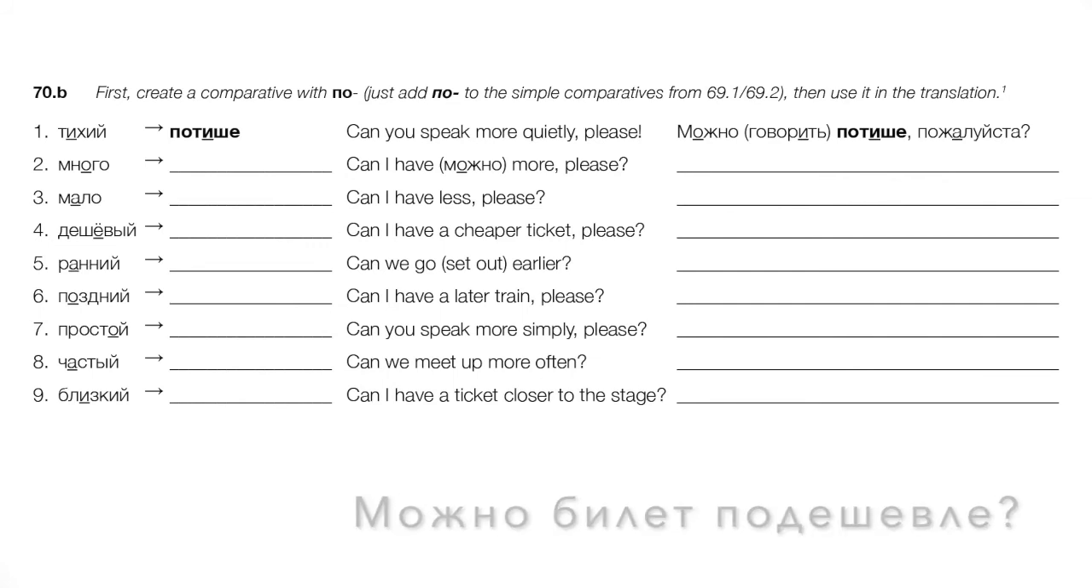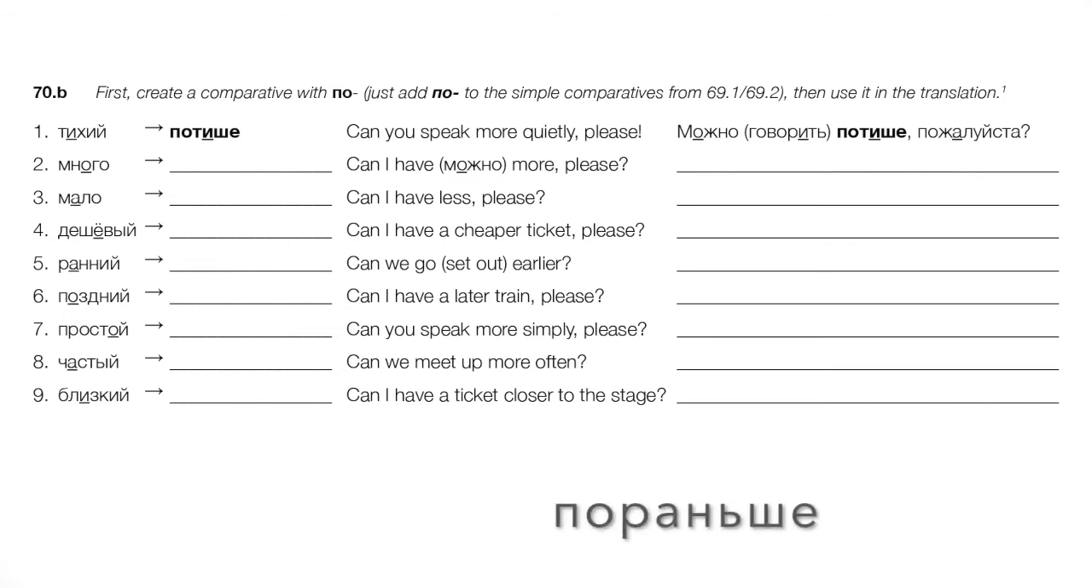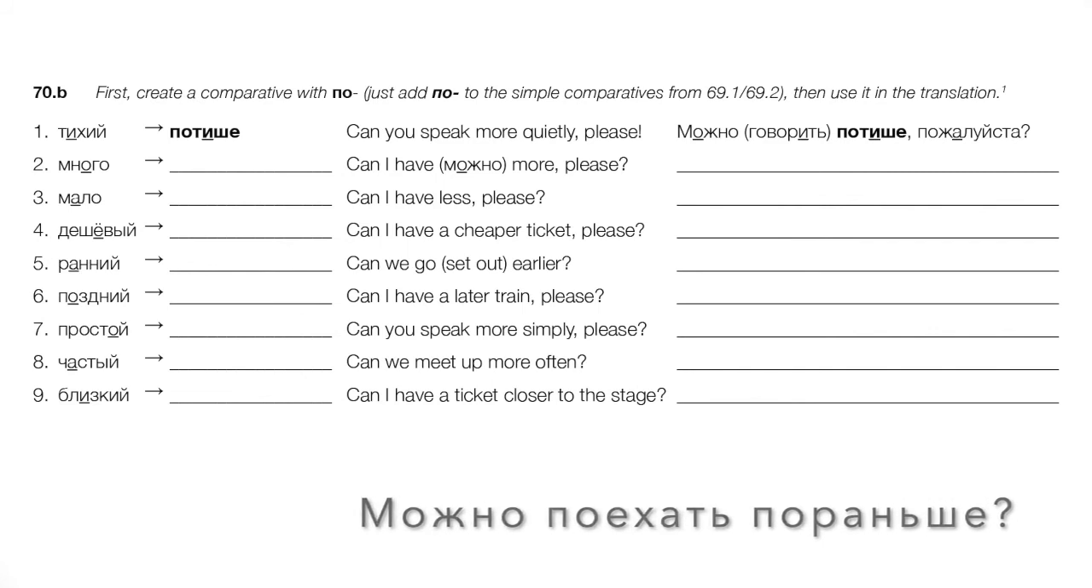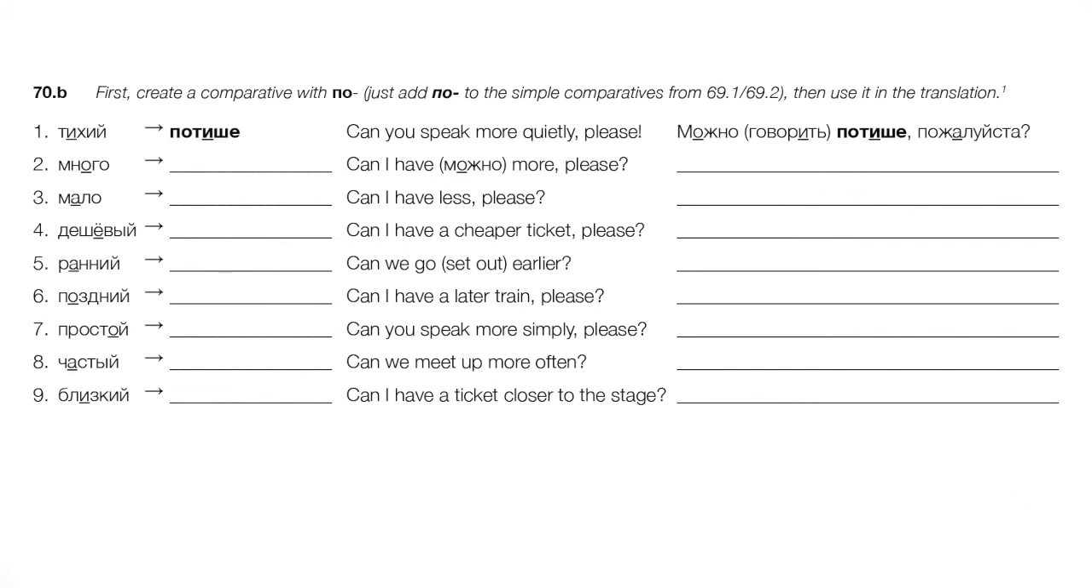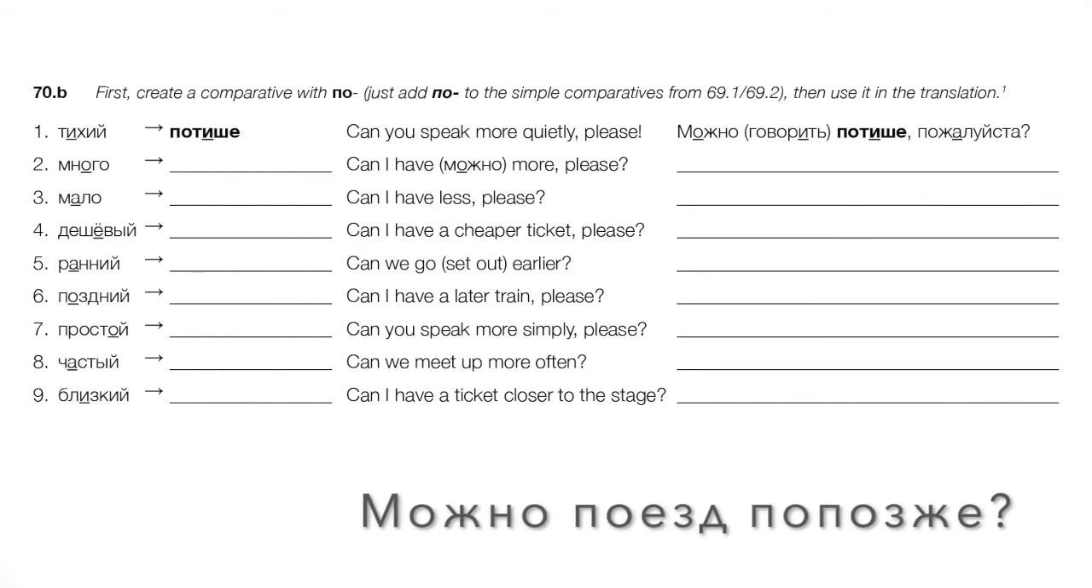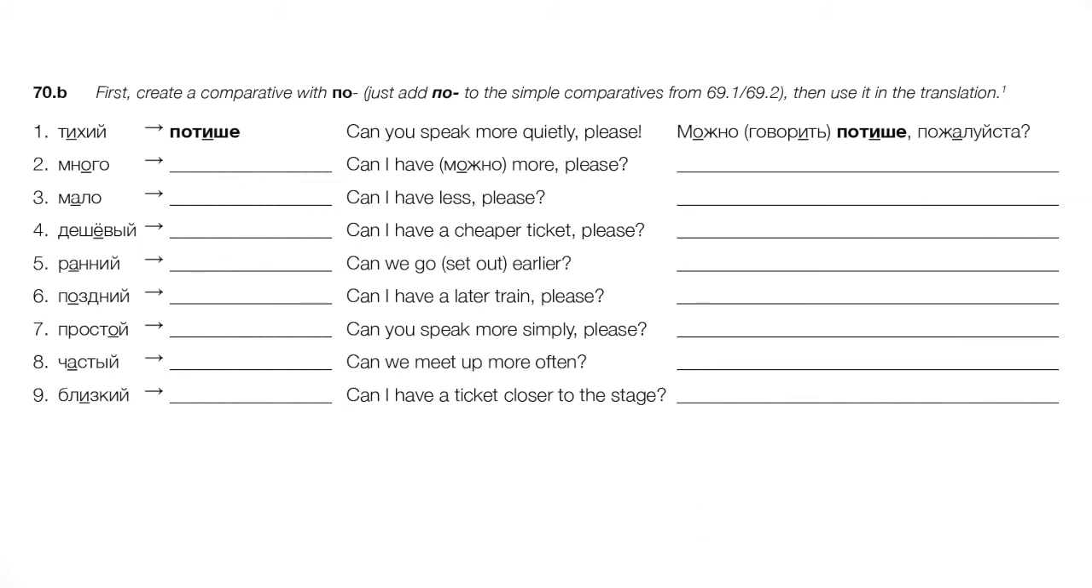Можно билет подешевле? Okay, 5, ранний. Comparative would be раньше. And from that we get пораньше, meaning a bit earlier. Можно пораньше, or if we include a verb, можно поехать пораньше, or можно выехать пораньше, right? Can we head off earlier, or a bit earlier? 6, поздний, late, gives позже. And so can I have a train that's a bit later? Можно поезд попозже, пожалуйста?